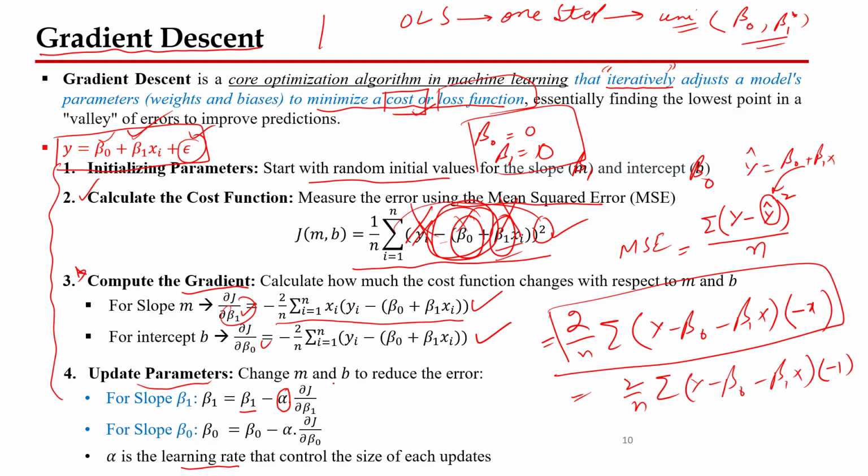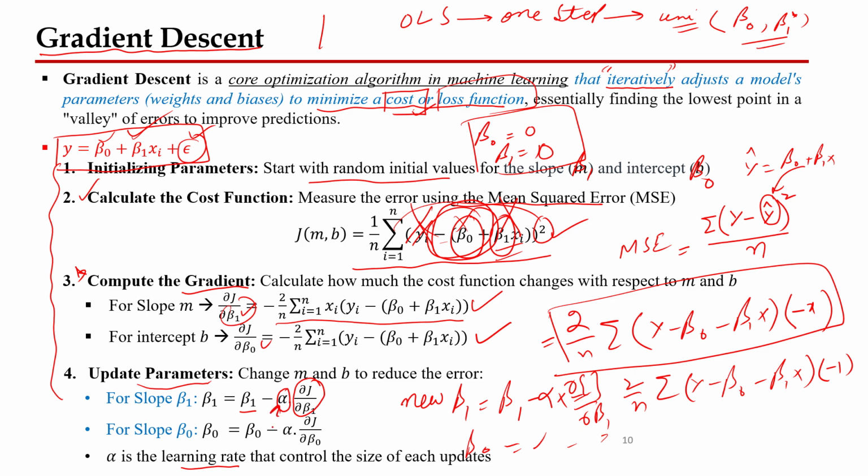I will show you what will happen if you pick this learning rate, the hyperparameter value, smaller, and what will happen if you use a larger one. So we have to pick this value very carefully. How we are going to pick it, I will show in a minute. This is basically the gradient with respect to beta 1. So the formula is that the new or updated beta 1 would be equal to the old beta 1 minus learning rate multiplied by the gradient with respect to beta 1. Same is the case for beta naught: the new beta naught would be equal to the old beta naught minus alpha into the gradient with respect to beta naught.